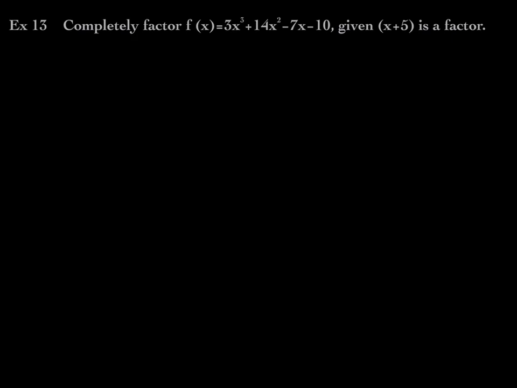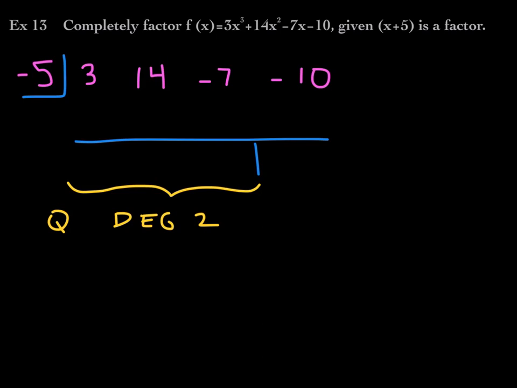All right, you guys, this next example is really important. They want us to factor this cubic polynomial completely, given x plus 5 is a factor. According to the factor theorem, if x plus 5 is a factor, that means when I use synthetic division with this factor, my remainder is 0. All right, so let's set this up.